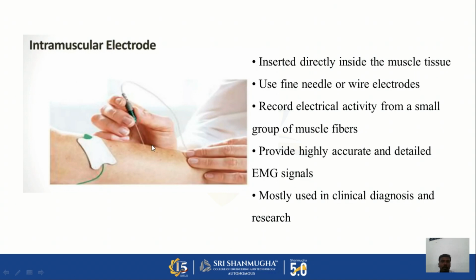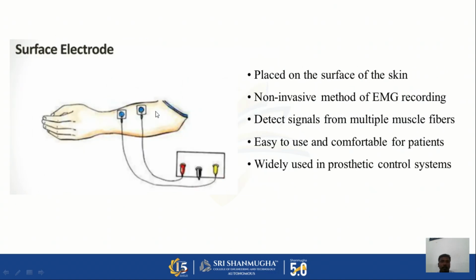Because they are placed inside the muscle, they can record electrical signals from a very small number of muscle fibers. This allows researchers and clinicians to obtain highly accurate and detailed EMG signals. Intramuscular electrodes are commonly used in medical diagnosis, neuromuscular research and clinical studies. However, since they are invasive and require insertion into the muscle, they are not continuously used in everyday prosthetic control systems.